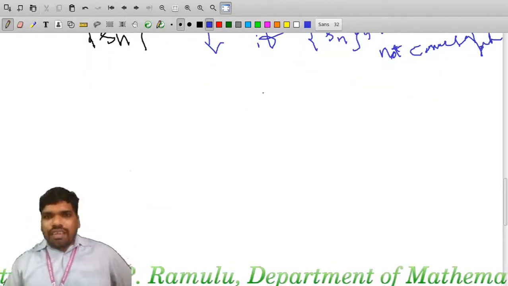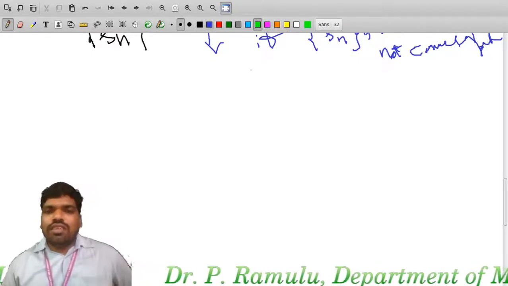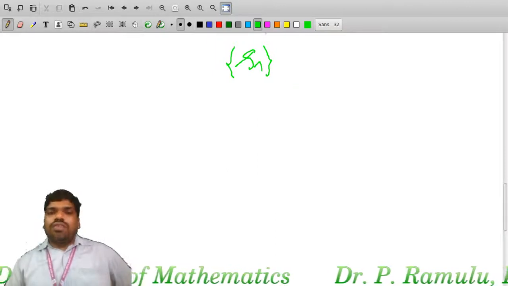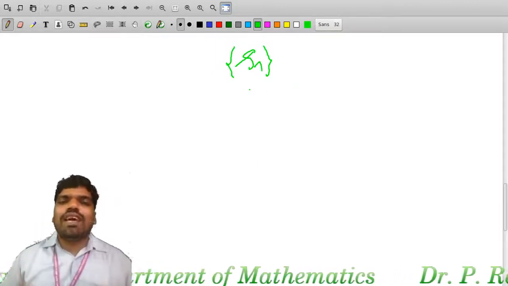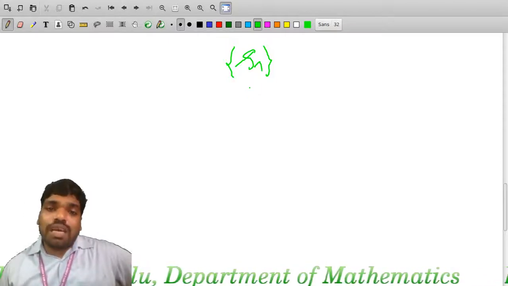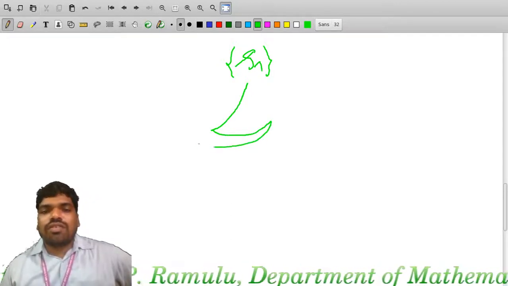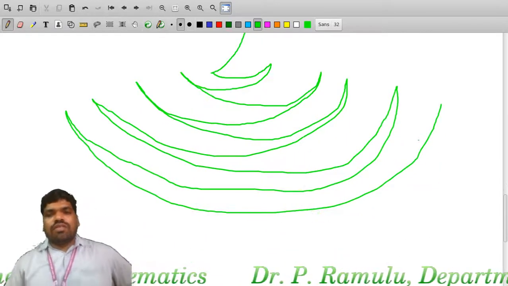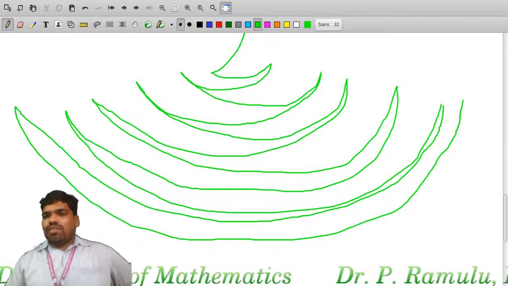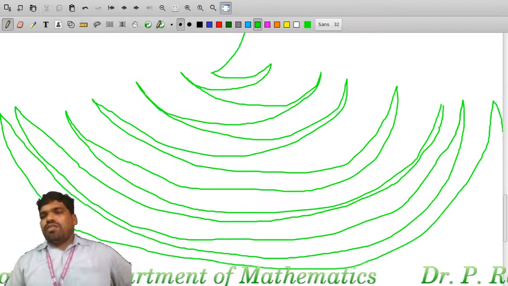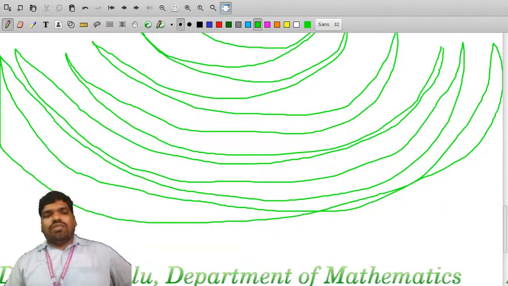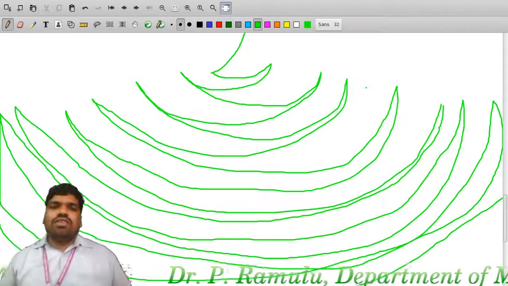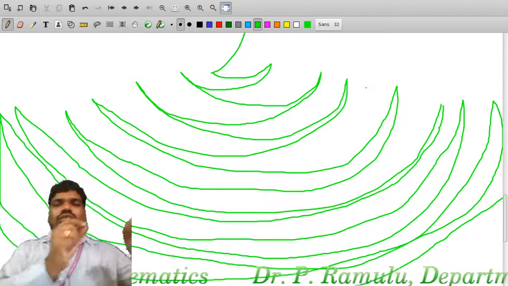That means an infinite oscillate sequence is nothing but the terms of the sequence, I am taking this Sn. How does a sequence become infinite oscillate? It is not bounded at all. That means it has neither a lower bound nor an upper bound. So the terms of the sequence move like this. The first term goes to 1, 2, 6, 4, 5, like this.